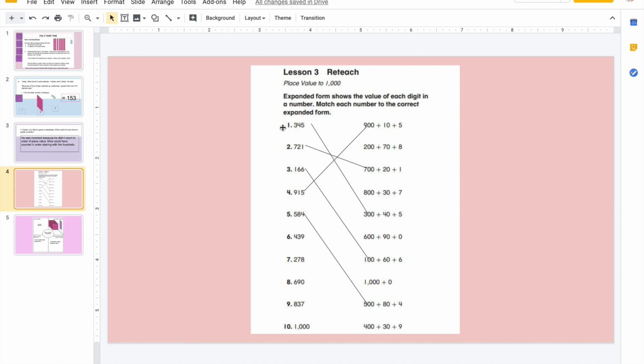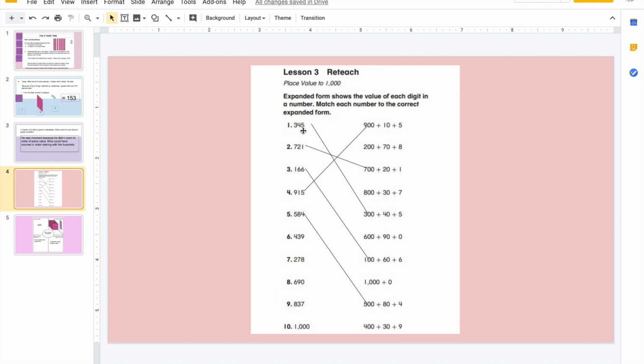So over here we have some numbers that are in standard form. And then over here, they are broken into expanded form, which again is just giving you the value of each digit of the number. So understanding, for instance, number 1 is 345. And that's understanding that the 3 in 345 represents 300. Because there are 4 tens in 345, that's going to represent 40.